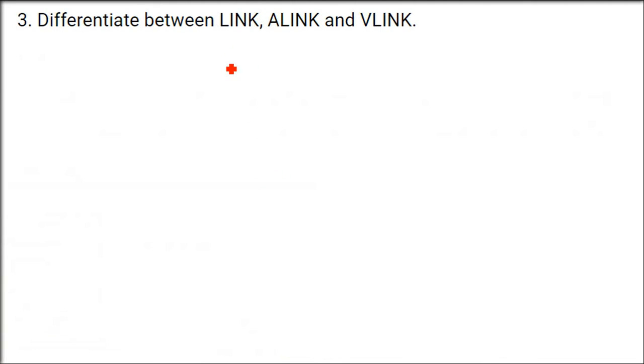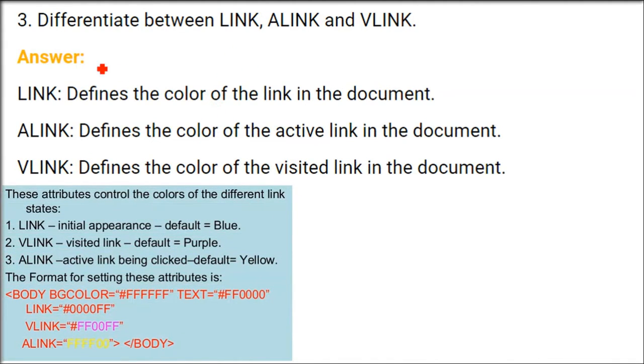Differentiate between link, A link and V link. So link, these are basically colors. Colors to specify in which situation these links are. And links are what? When you click, it will take you to another page. These are basically hyperlinks. So when you click on this A, it will take you to some other page, B some other page, C some other page.